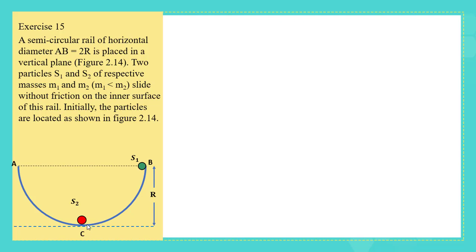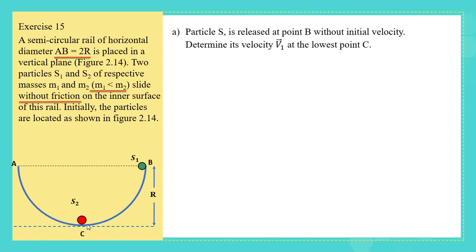Let's see what they gave us. AB equals 2r, m1 is less than m2, and there is no friction. Part A. Particle S1 is released at point B without initial velocity. Determine its velocity v1 vector at the lowest point C.